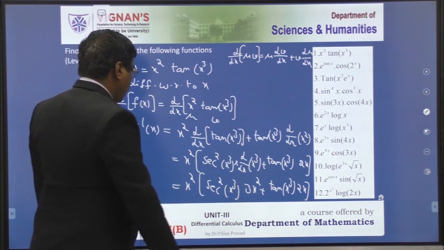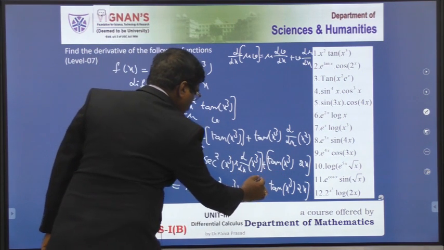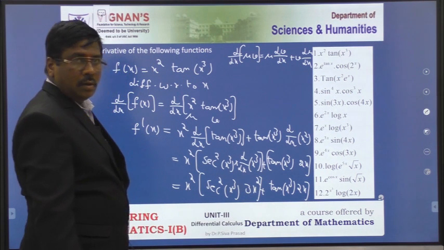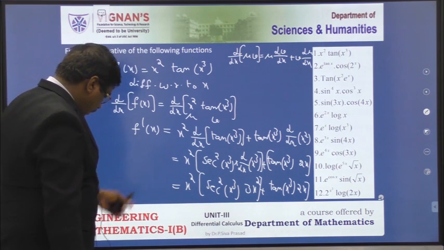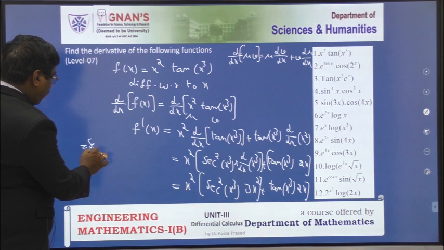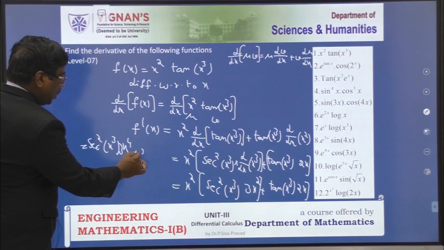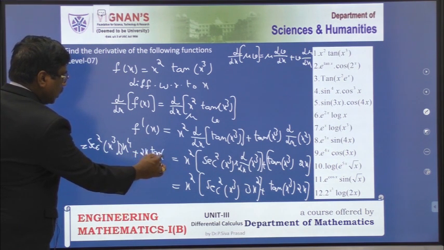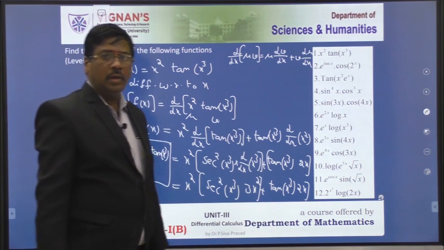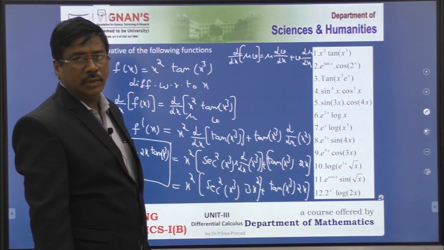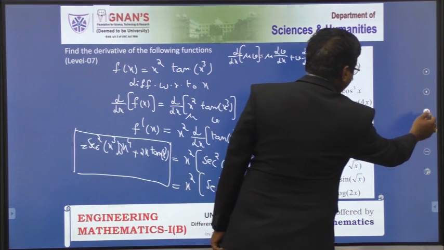The x square will be there only for this term, and here also x square will be there only for this term. Therefore, the final answer is, here I have to multiply with x square. So secant square of x cube into 3x to the power of 4 plus 2x into tan of x cube. This is the final answer for the derivative of the function x square into tan of x cube. All of you understood this? So coming to the next problem.